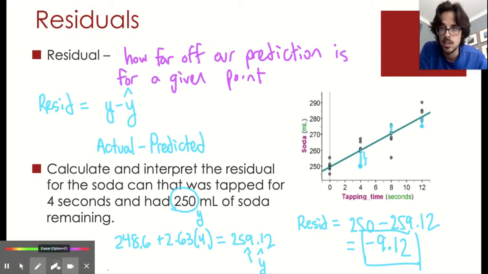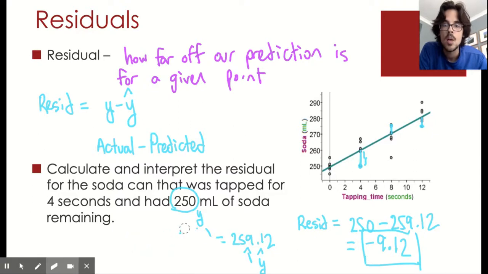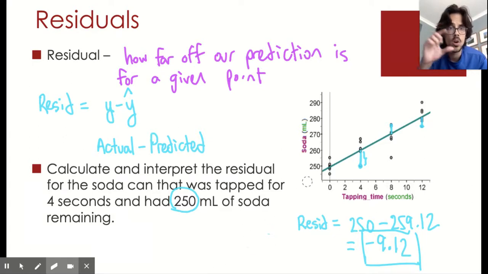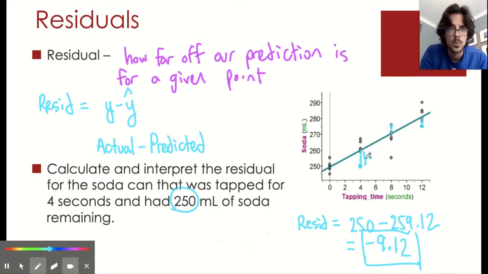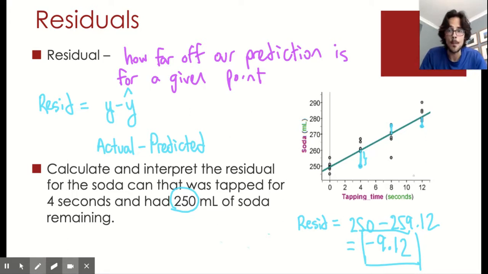I'm going to wipe some of this out right here so I have room to write down a little interpretation. But think about what that negative 9.12 tells us. A residual shares the units of your Y variable, because we were off on this problem by negative 9.12. So you can look at that negative 9.12 milliliters in 2 different ways, and either way is totally fine. You can say, well, I predicted 259, and I got a 250, so I'm about 9.12 below what I predicted. Or I could look at it in reverse. I could say that my prediction was 9.12 above what it actually ended up being. Either of those ways of interpreting it are totally fine.